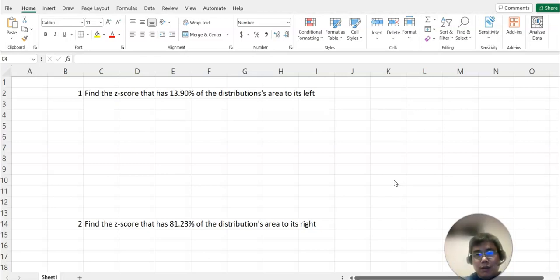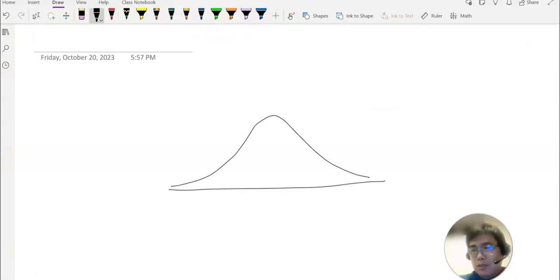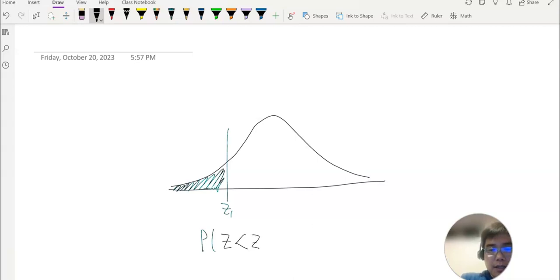Based on the distribution, whenever we have any z-score, we can find its cumulative area on its left-hand side. Whatever is located to the left of this z-score is less than this particular z1 score here. That's the reason when we write the probability of z less than z1, we are reading this particular area.